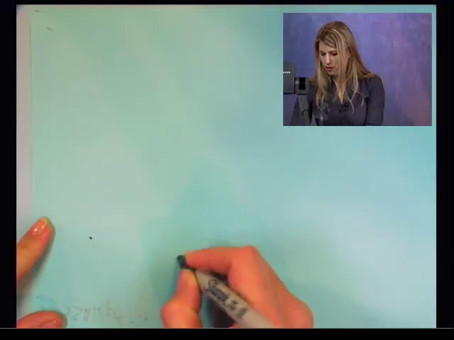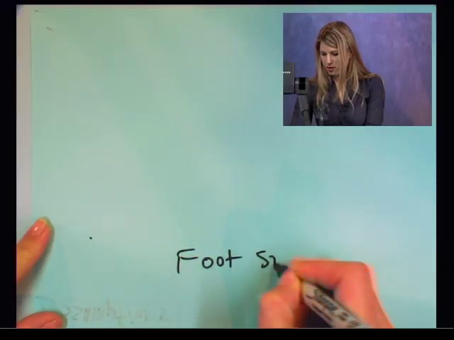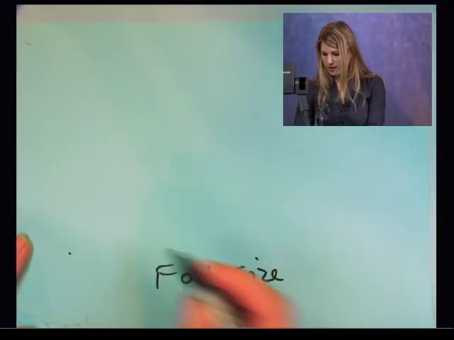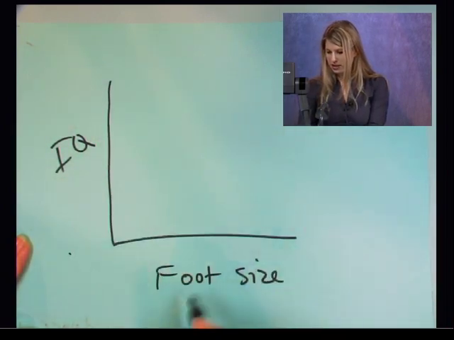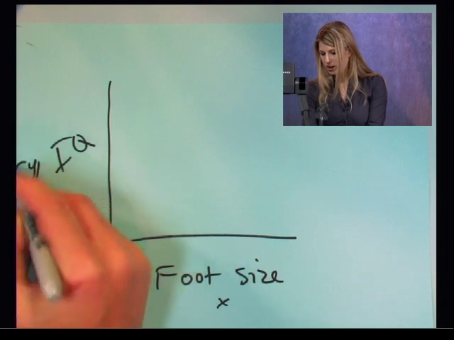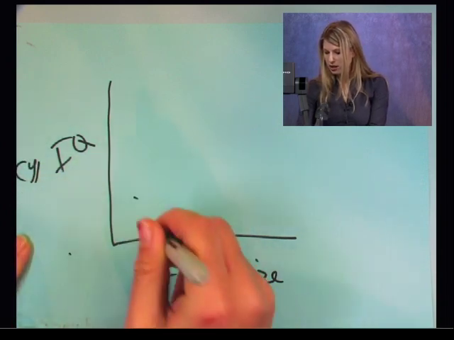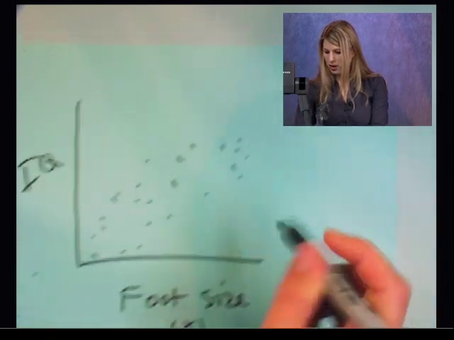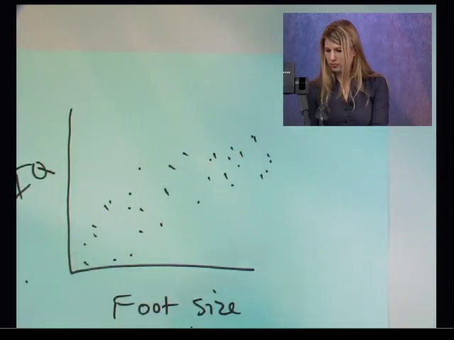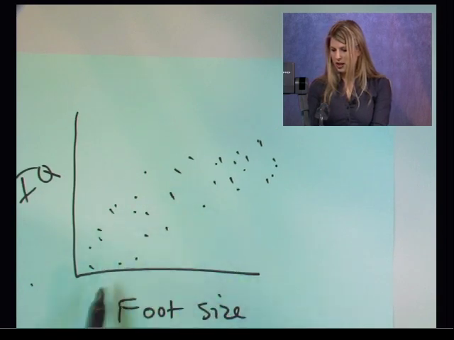And I'm going to draw the relationship between foot size and IQ. So we have an x-axis here and a y-axis here. And the relationship looks something like this. Okay. So here you can see as foot size increases, so does IQ.